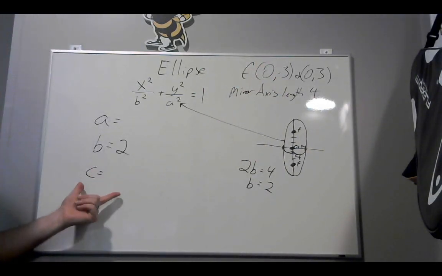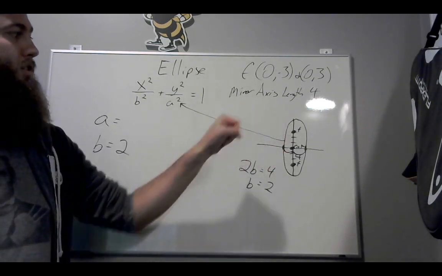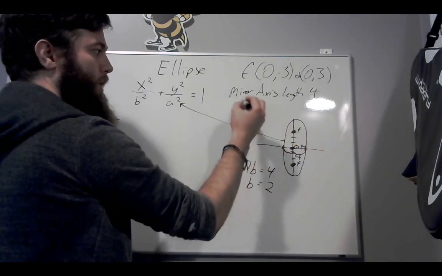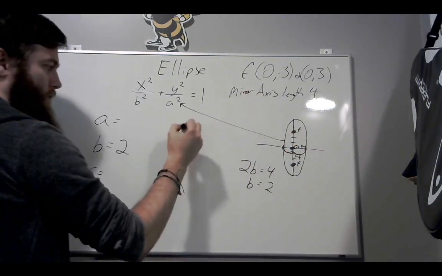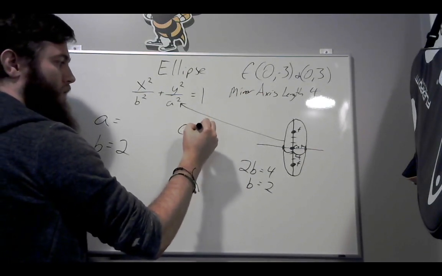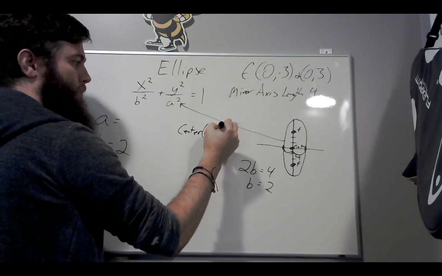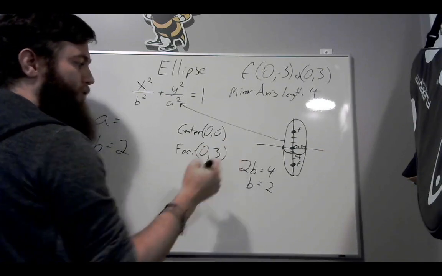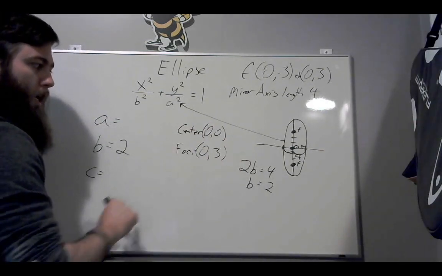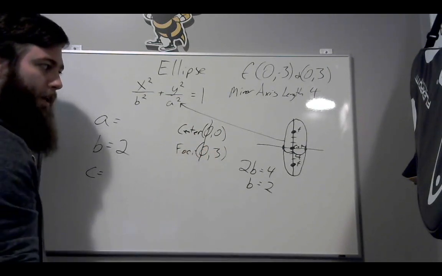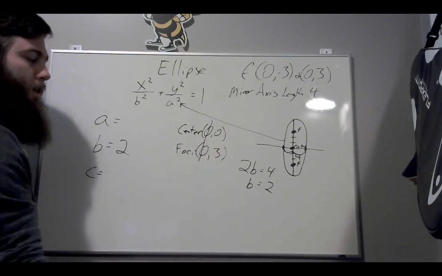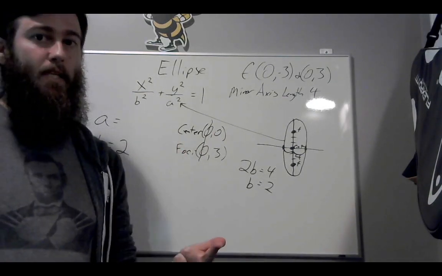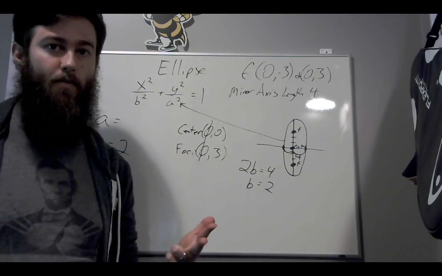But I could find c, because c is just the distance from the center to the focus. So I just need to find the distance from the center to this focus point. The center was 0, 0. The focus point, one of them, was 0, 3. I'm trying to find the distance between these 2 points. So the zeros are the same, so I don't care about them. I need to just find the distance between 0 and 3. The distance between 0 and 3 is just 3. So I have b, I have c, I just need to find a in order to finish off this problem.